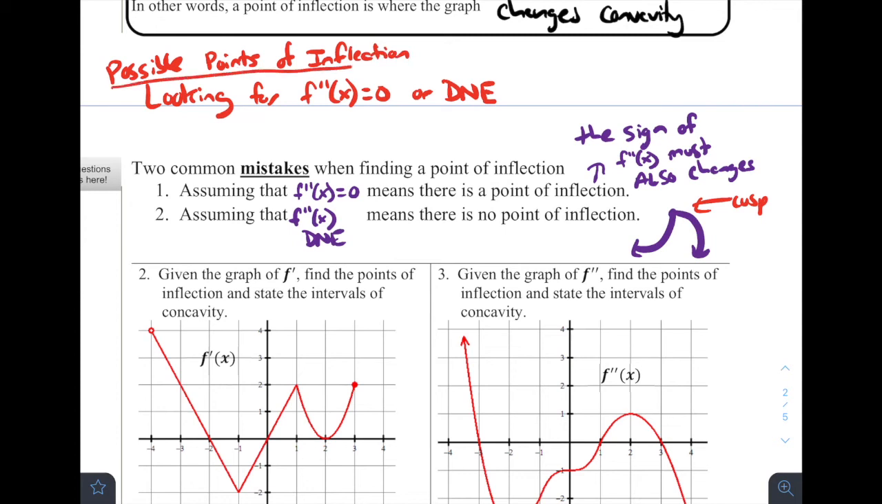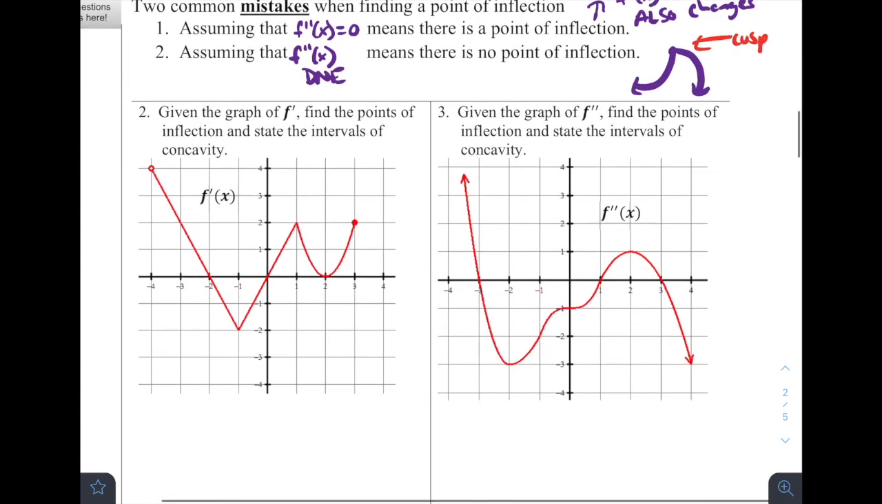And then once I have these possible points of inflection, I'm going to look for sign changes of f double prime of x. Because once the sign changes around those possible points of inflection, it's either yes, going to be a point of inflection, or no, not going to be a point of inflection. Great, let's move on to number 2.